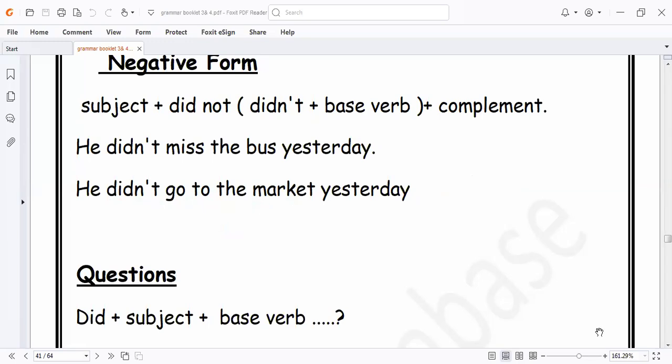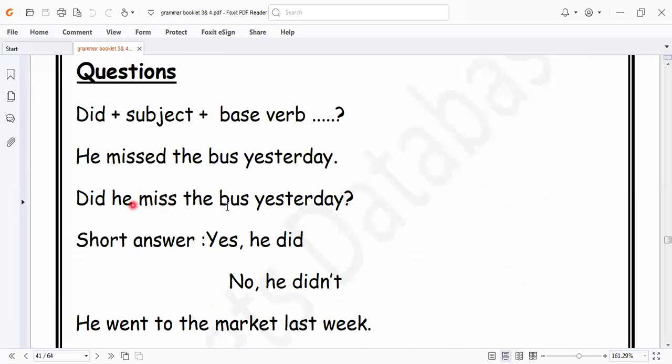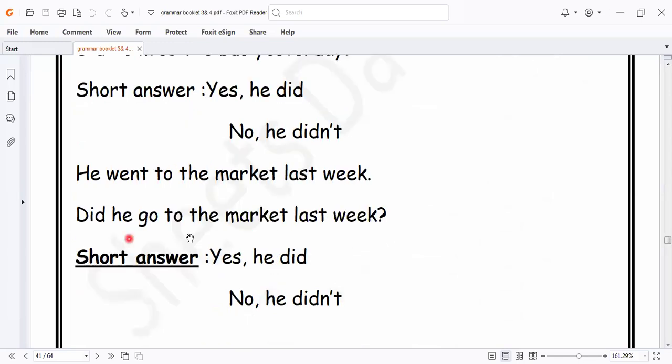Let's go to another item here. Here we have the question form, or yes/no question, like this: Did he miss the bus yesterday? The short answer will be yes, he did, or no, he didn't. We say, did he go to the market last week? Yes, he did, or no, he didn't.